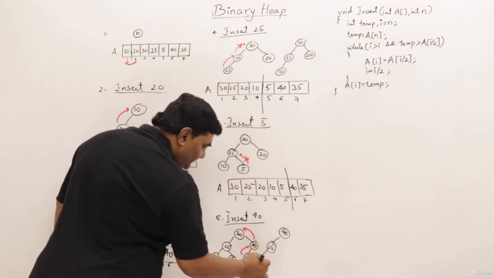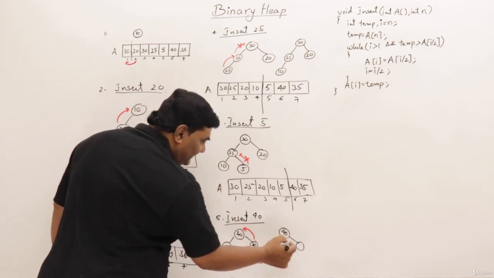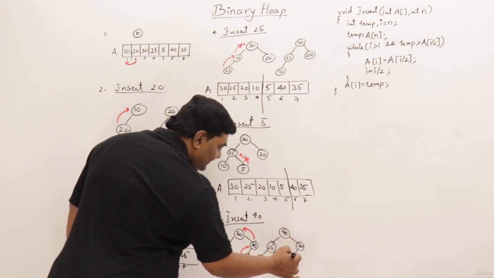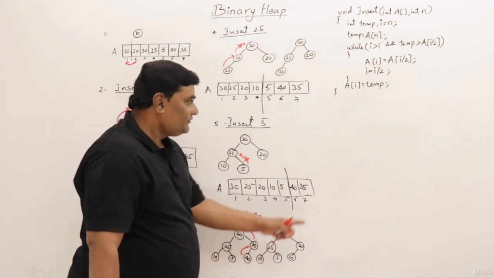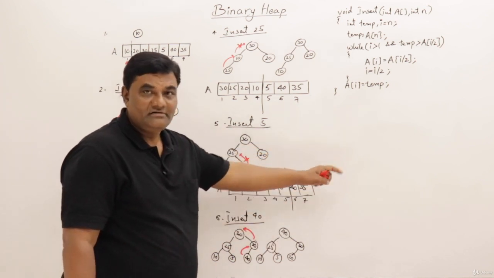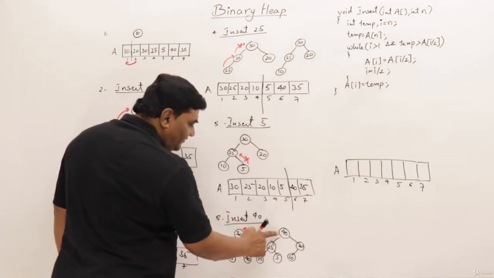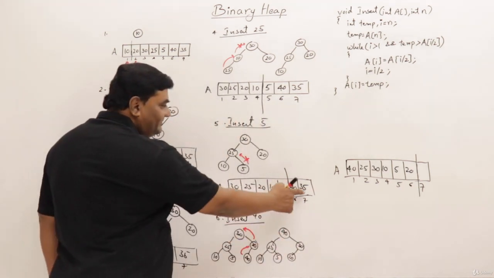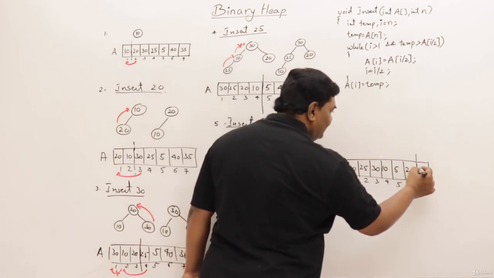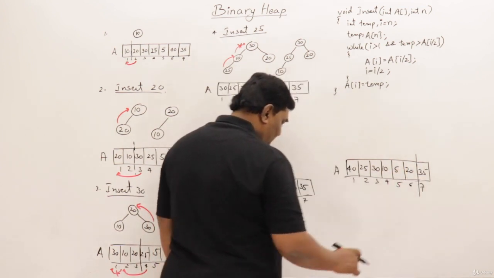And the left side is not modified. At the right side, 30 comes here and 20 comes as the left child. So the resultant array, there is no space, I will draw it here. Elements in the heap are 40, 25, 30, 10, 5, 20. And the last element remaining that has to be inserted is 35.